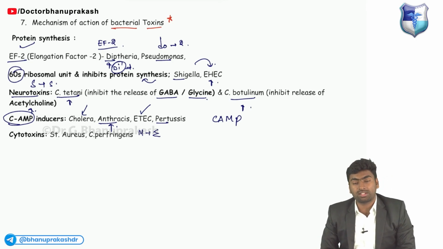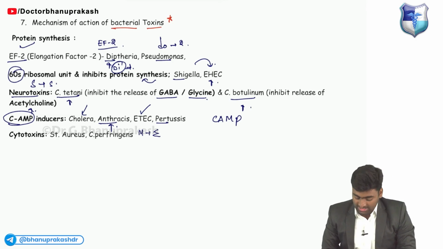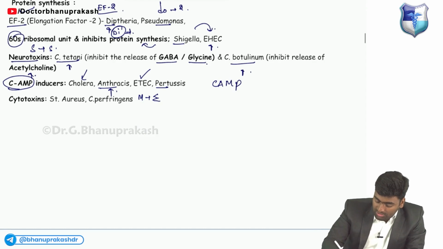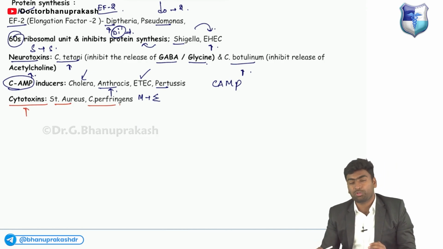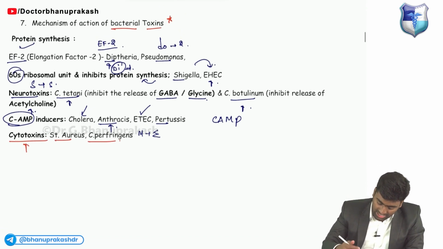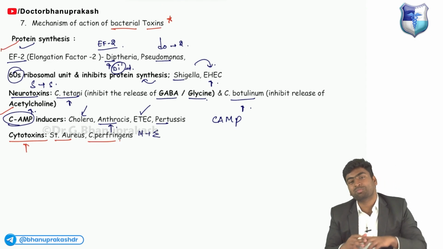In the case of botulism, it will cause flaccid paralysis, whereas tetanus causes spastic palsy. Okay, remember. And next about cytotoxins, it includes Staph aureus and Clostridium perfringens. Mostly they won't ask about cytotoxins, whereas they will ask you about cAMP ones and about EF2 ones. These are the most important ones.